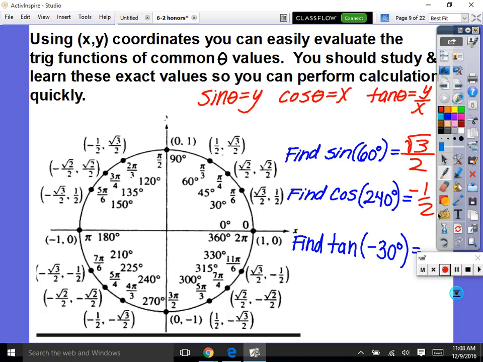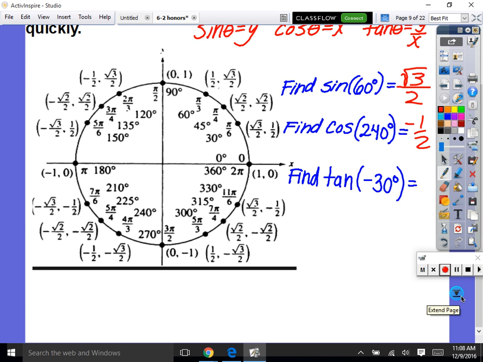And then if I say to you, find tangent of -30 degrees, you would say to yourself, okay, well tangent is y over x, correct? So let's go to positive 30 degrees, let's go down to -30 degrees. That puts me right here, correct? So tangent of -30 degrees is my y value, which is -1/2, divided by my x value, which is square root of 3 over 2.